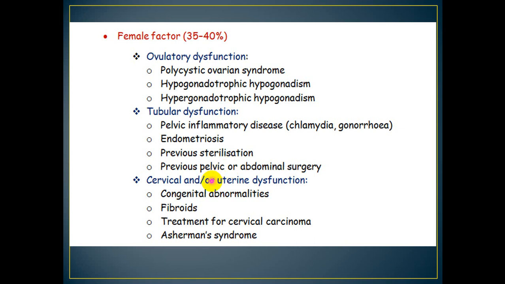Then other structural problems could be in the cervix or uterus, which could be a congenital abnormality within the uterus, like agenesis or hypogenesis of the uterus, a big fibroid occupying all the uterine cavity, or previous treatment for cervical carcinoma resulting in removal of the cervix or adhesion, so the sperm cannot pass. Finally, Asherman syndrome, which is a complication of dilatation and curettage, a frequently done operation, especially after abortion.